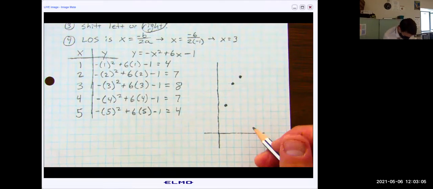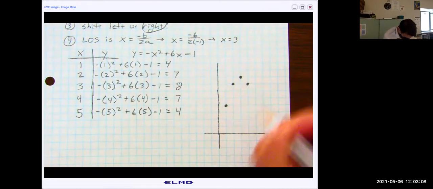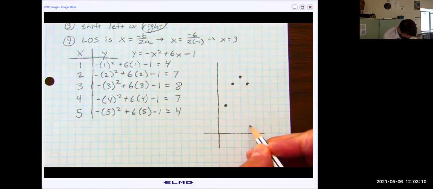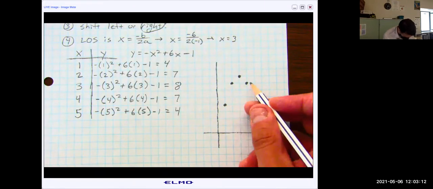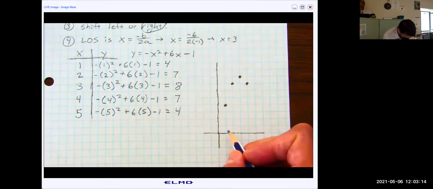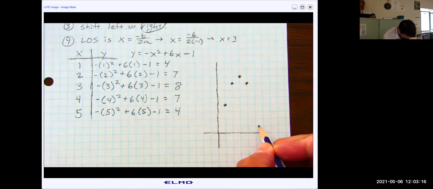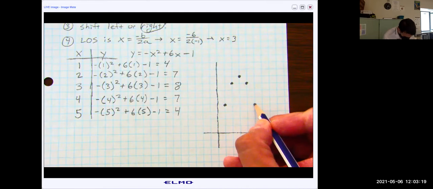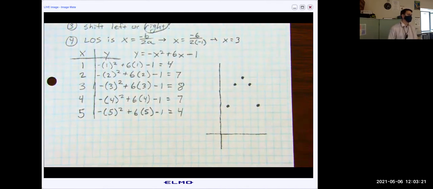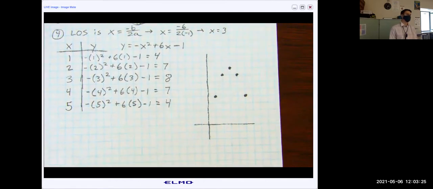When x is 4, y is 7. So that would be there. So it's 1, 2, 3, 4, 1, 2, 3, 4, 5, 6, 7. Yep. And then 5 and 4. 1, 2, 3, 4, 5. Up 1, 2, 3, 4. There we go. We have some ordered pairs we can use now to create our graph.